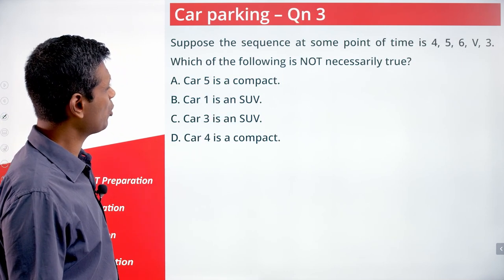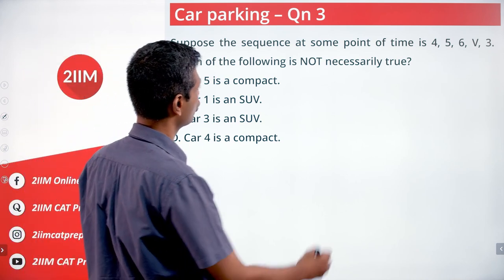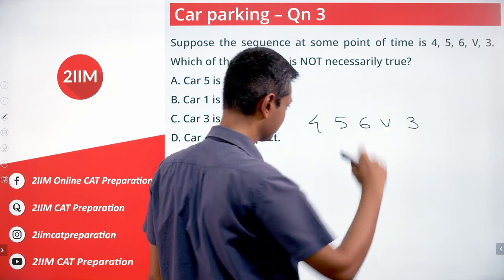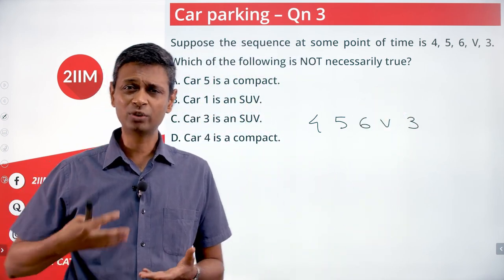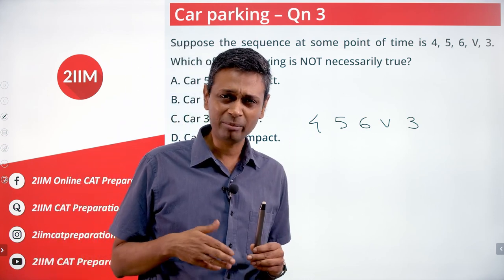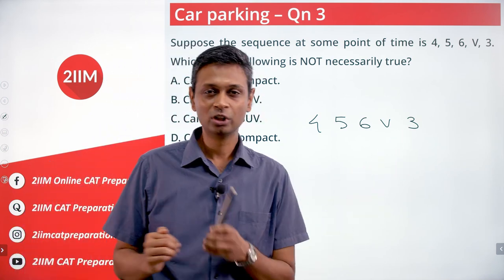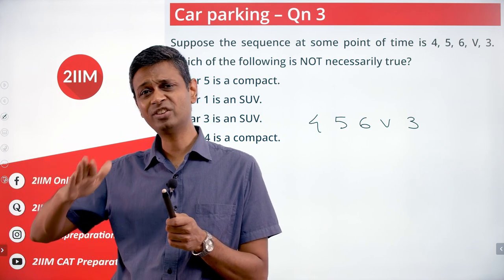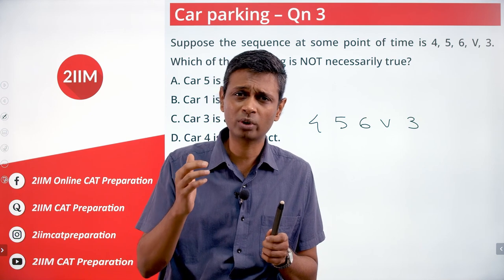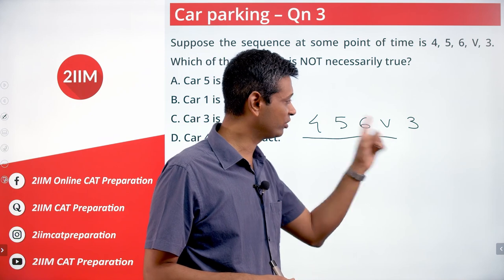Suppose the sequence at some point of time is 4, 5, 6, V3. Which of the following is not necessarily true? 4, 5, 6, V3. We should have started off with 1, 2, 3. 4 is occupying the first slot. And then immediately afterwards, 5 comes in. Then 6 comes in. Right at the end is 3. We have 1, 2, 3. After this, 4, 5, 6 have gone ahead of 3. That means to start with, 1 and 2 have left. So we can imagine 1 and 2 having taken these seats.